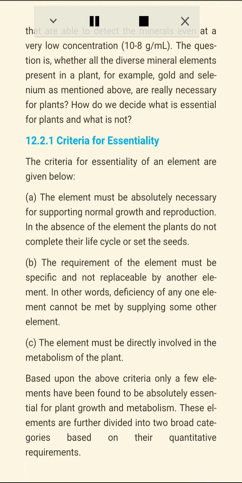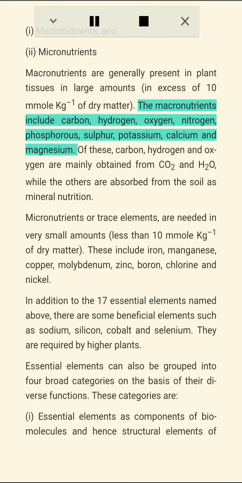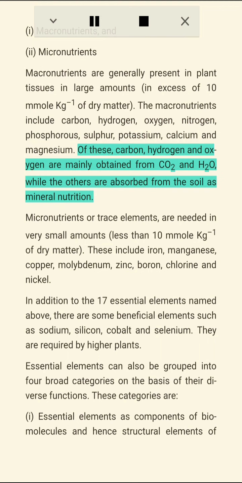Based upon the above criteria, only a few elements have been found to be absolutely essential for plant growth and metabolism. These elements are further divided into two broad categories based on their quantitative requirements: I. Macronutrients, and II. Micronutrients. Macronutrients are generally present in plant tissues in large amounts, in excess of 10 mmol per kg of dry matter. The macronutrients include carbon, hydrogen, oxygen, nitrogen, phosphorus, sulfur, potassium, calcium, and magnesium.